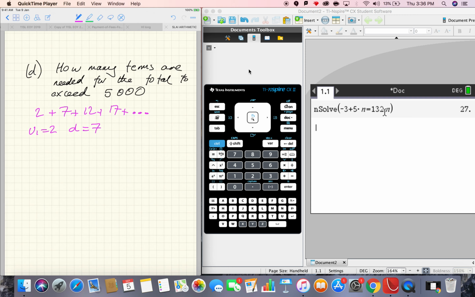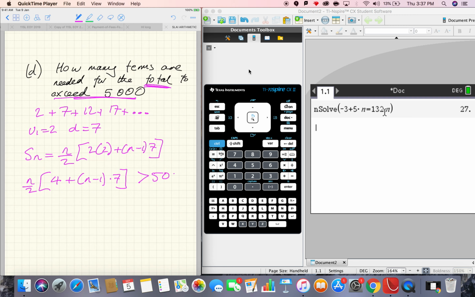And now we're talking about the sum, the total. So we're using that S formula again. So let's write it down. The sum of n equals n over 2 into 2u1 plus n minus 1 times d. And we want to know when the sum exceeds 5,000. Alright, so this is our calculator trick from today's lesson. n over 2 into 2 times 2, which is 4, plus n minus 1 times 7. And we want to know when that sum becomes bigger than 5,000.